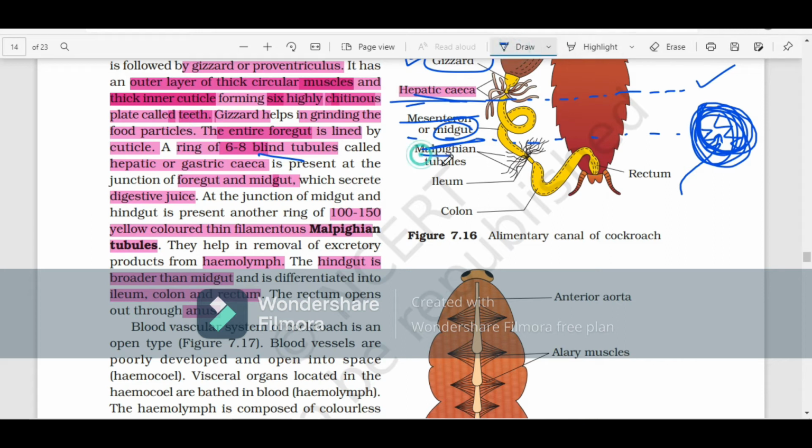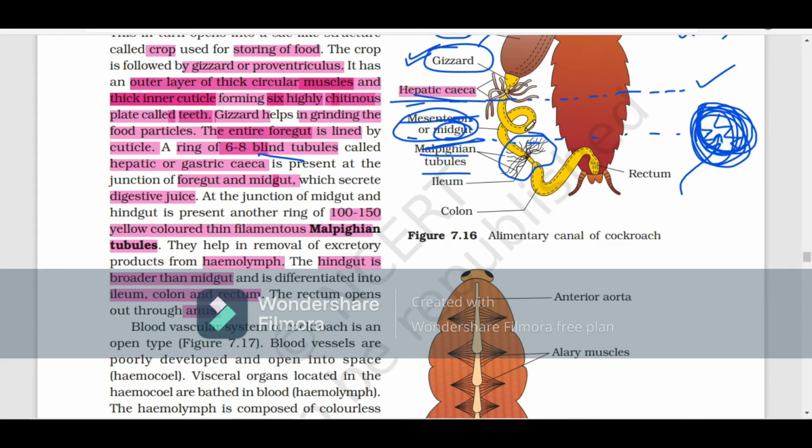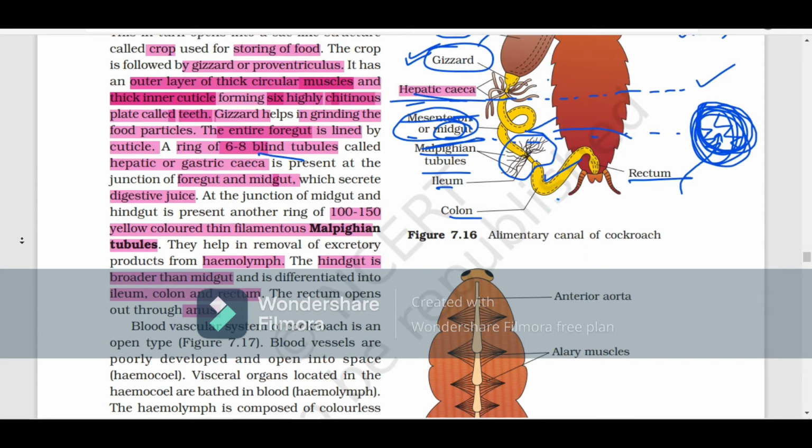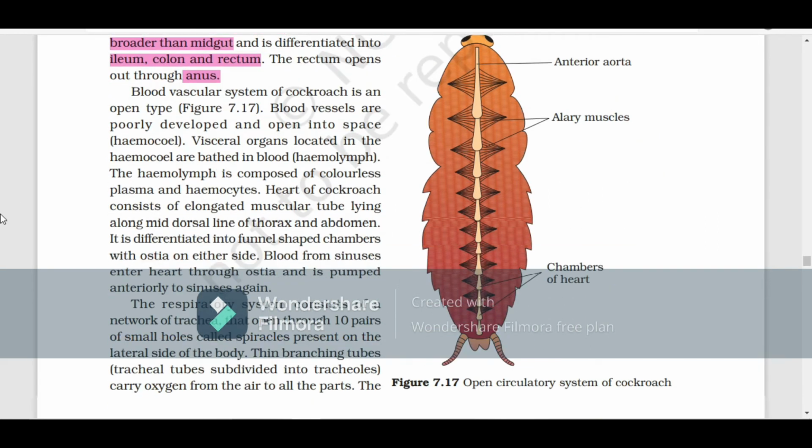So there's the mesenteron or the midgut, and which is broader, hindgut or midgut? Hindgut is broader than the midgut. Malpighian tubules are found at the junction of midgut and hindgut. Then you'll find ileum, colon, and rectum. Are they part of the foregut, midgut or hindgut? They're part of the hindgut. That's the conclusion. And how many Malpighian tubules are present? 100 to 150. What is the color? Yellow. Is it thin or thick? Thin. Okay. Now let's move to the blood vascular system.